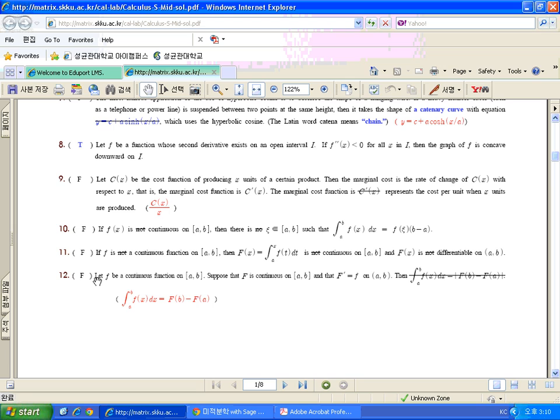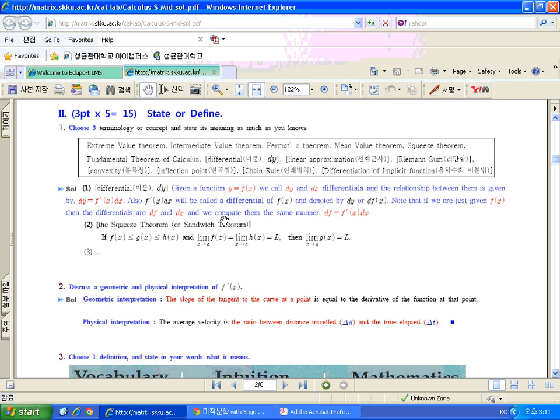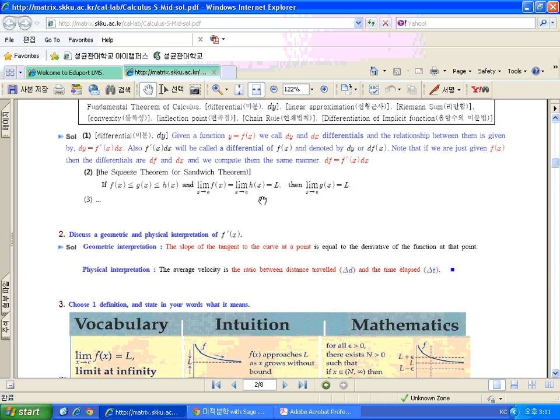And the last one, let f be a continuous function on AB. Suppose that capital F is continuous on AB, and that F prime is equal to f on AB, then the integral of f of x dx from a to b is equal to F of b minus F of a. Now, we don't need the absolute value here. So most of you did okay on those. And others just state some of the concepts and definitions and terminologies, and most of you did well on this.